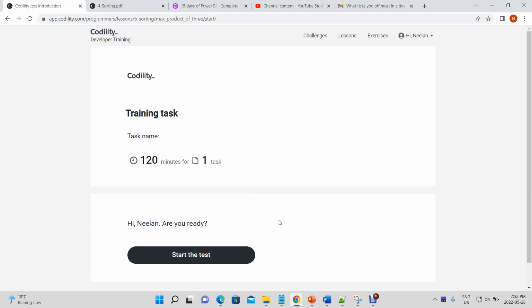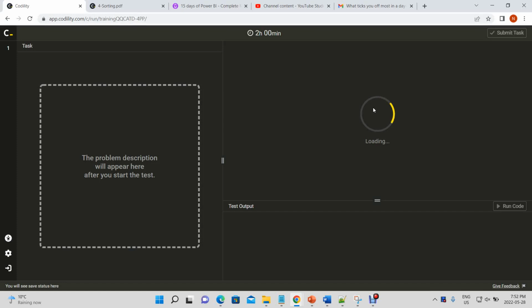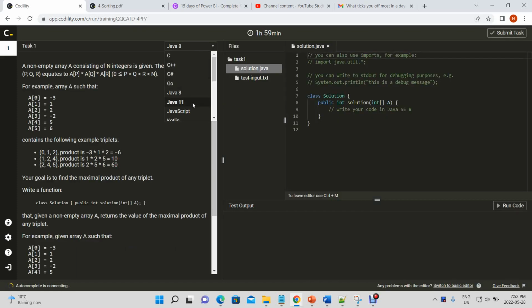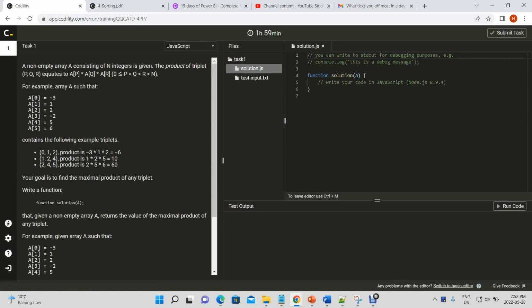Okay, so today we're going to be working on the Codility problem, max product of three, from lesson six, sorting. All right, so here's the question. A non-empty array A, consisting of N integers, is given. The product of a triplet (P, Q, R) is equal to A[P] times A[Q] times A[R]. So basically, P, Q, R are the indexes of an array, and we multiply them together.